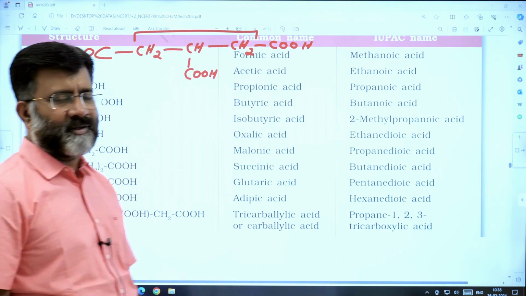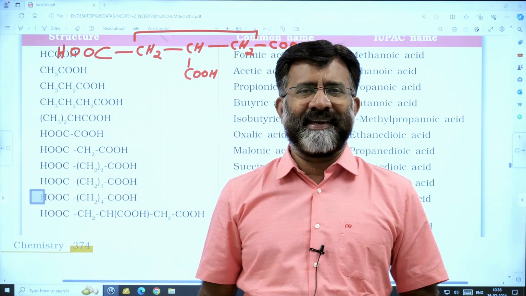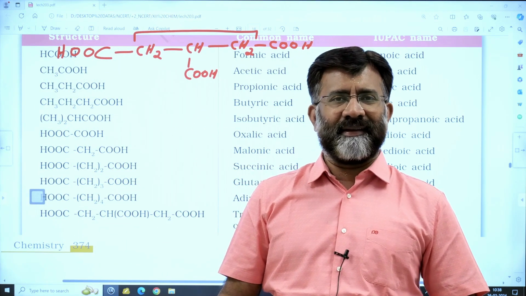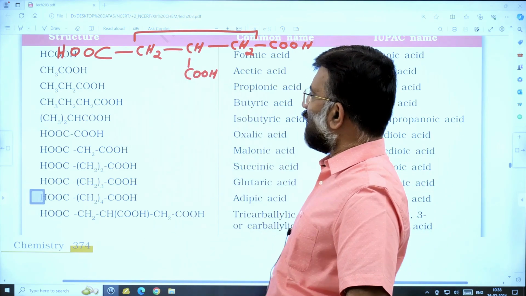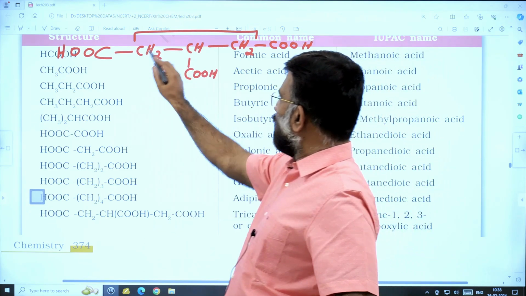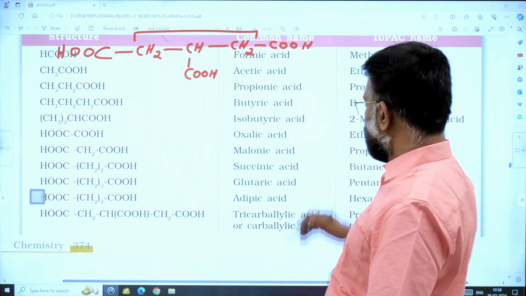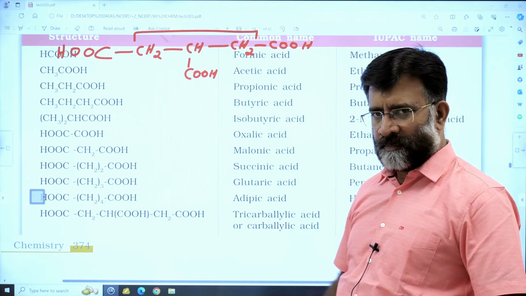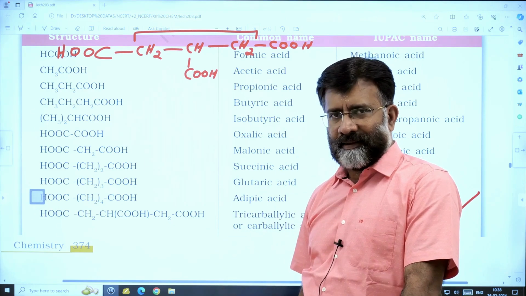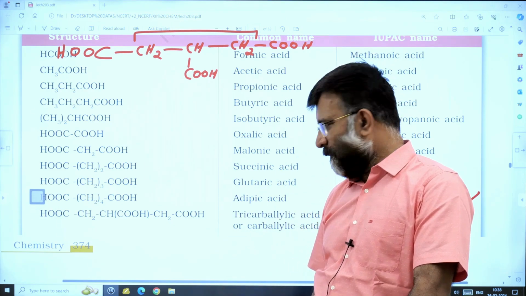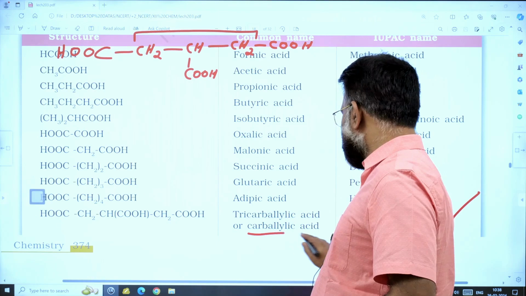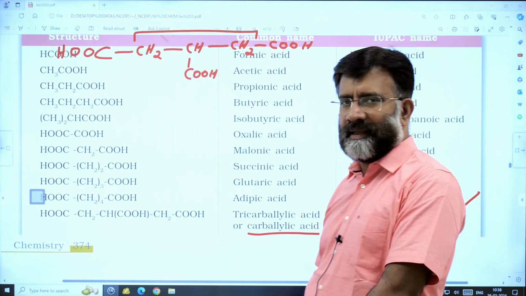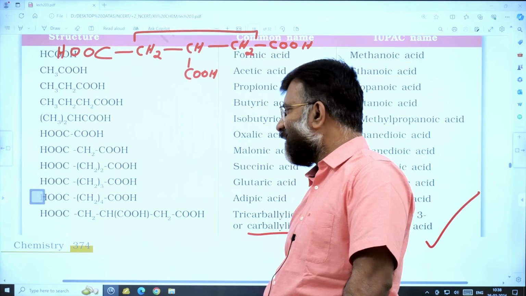If a functional group repeats more than twice in a chain, the parent chain should be taken in that way. This will be the parent chain and it is numbered 1, 2, 3, propane 1, 2, 3 tricarboxylic acid, right, which is popularly called tricarboxylic acid, right.